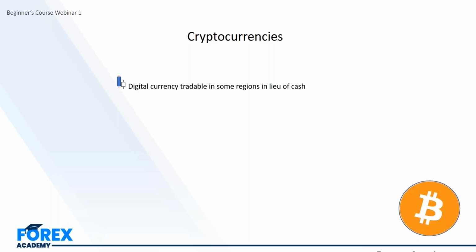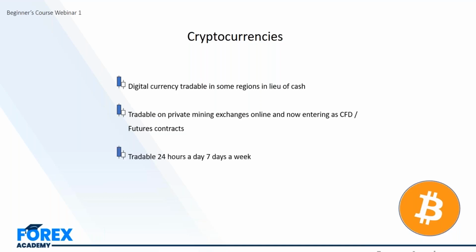Well, they're digital currencies tradable in some regions in lieu of cash. They're tradable on private mining exchanges online and now entering CFD or futures contracts. So what we need to know is, does the price move? How does it move? And are we able to profit from price speculation? And certainly the answer is yes. They're tradable 24 hours a day and 7 days a week.